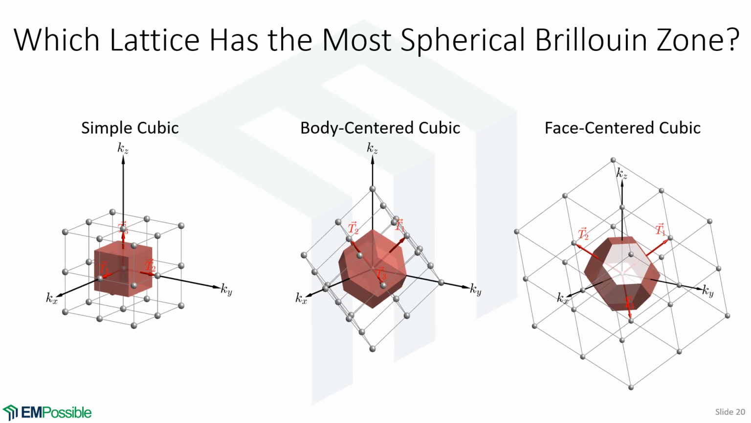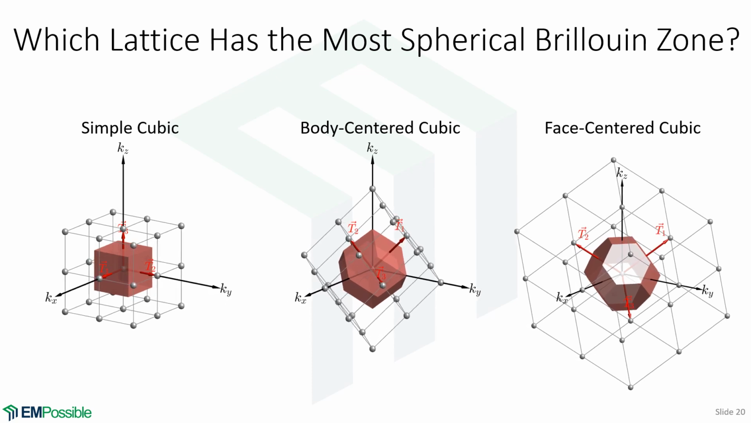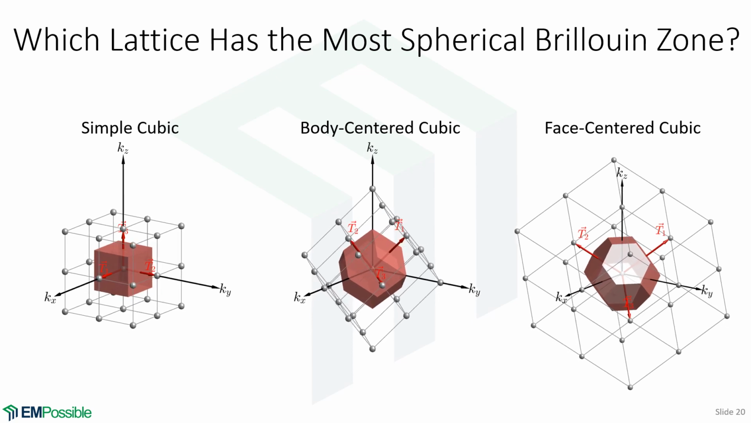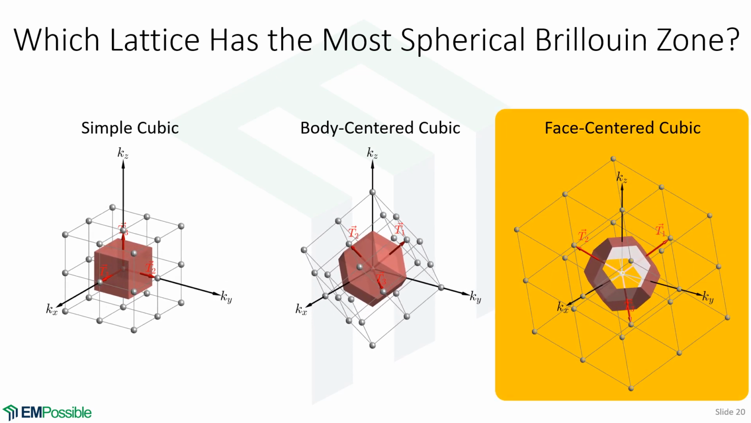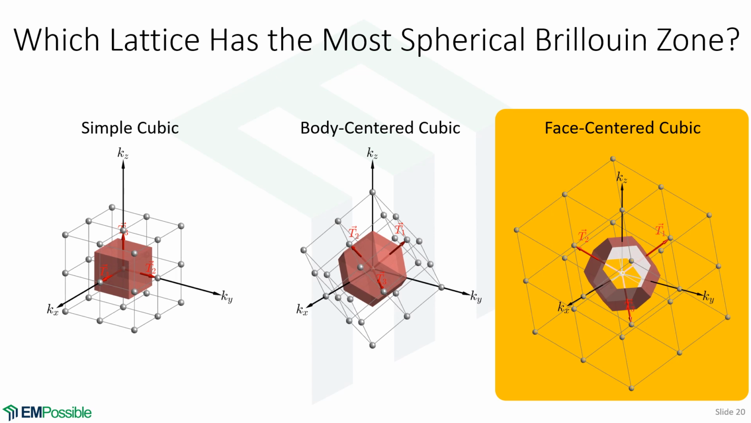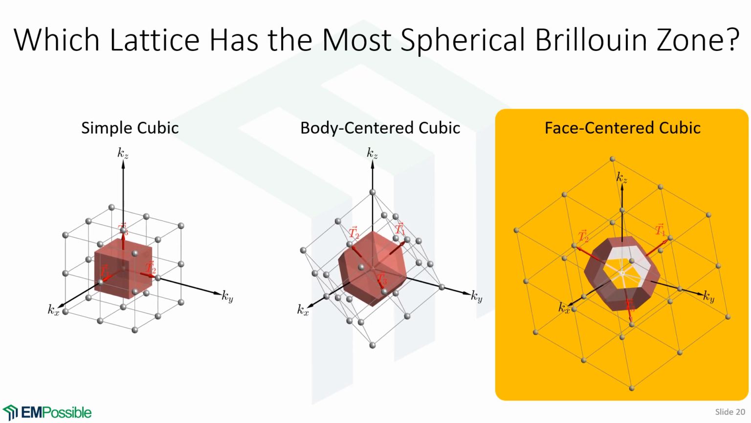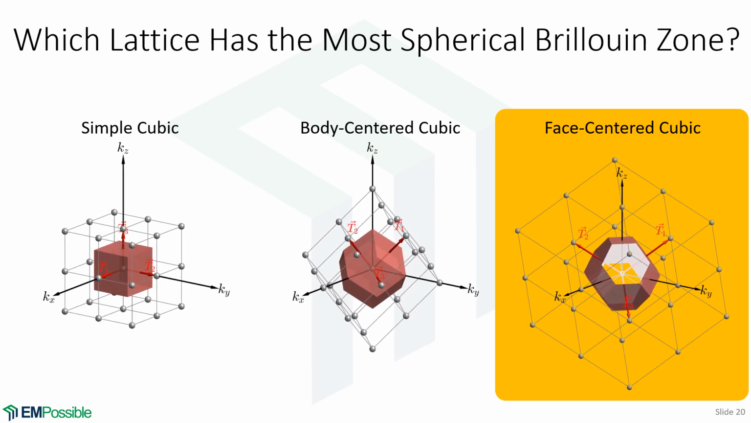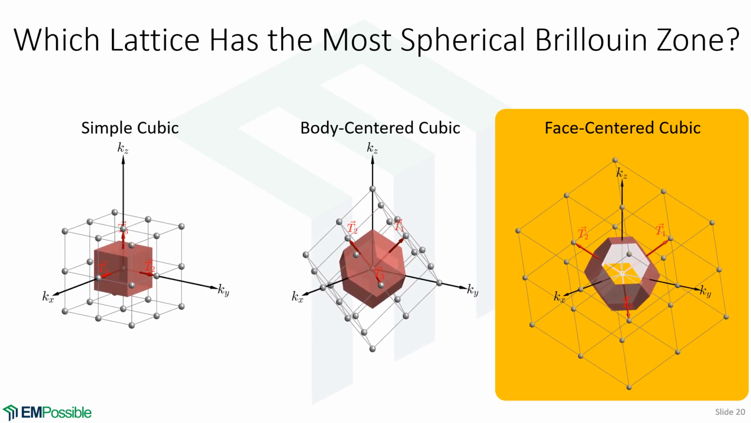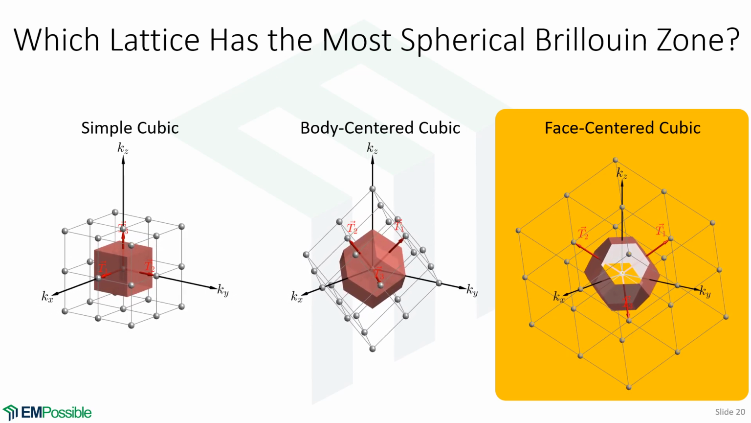Now let's look at the reciprocal lattices. So the reciprocal lattice of a simple cubic is still simple cubic. And I'm going to ask the question, what's the most spherical of these Brillouin zones? Well, in this case, the face-centered cubic actually has the most spherical Brillouin zone. Because the face-centered cubic lattice, its reciprocal lattice is body-centered cubic, and on the previous slide we showed that the unit cell for something body-centered cubic is the most spherical. But here we're looking at the Brillouin zone, not the Wigner-Seitz unit cell. So the face-centered cubic lattice has the most spherical Brillouin zone.